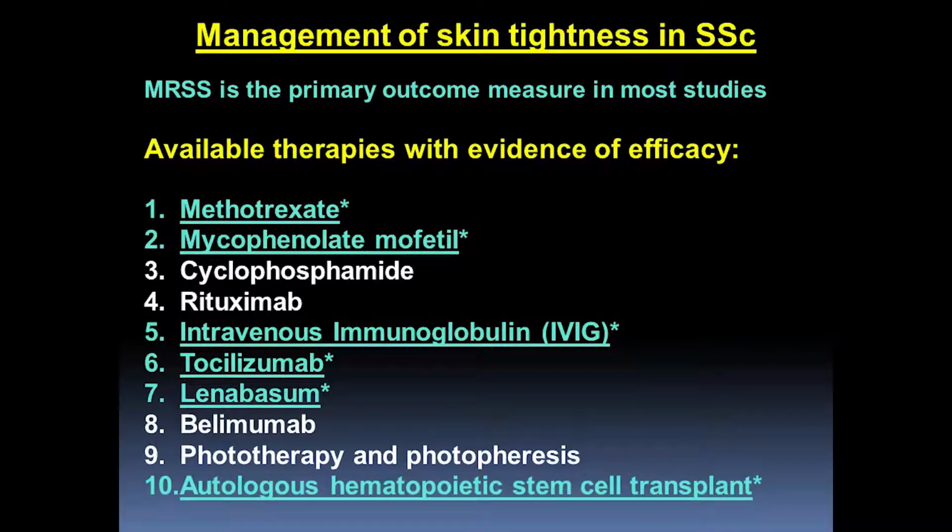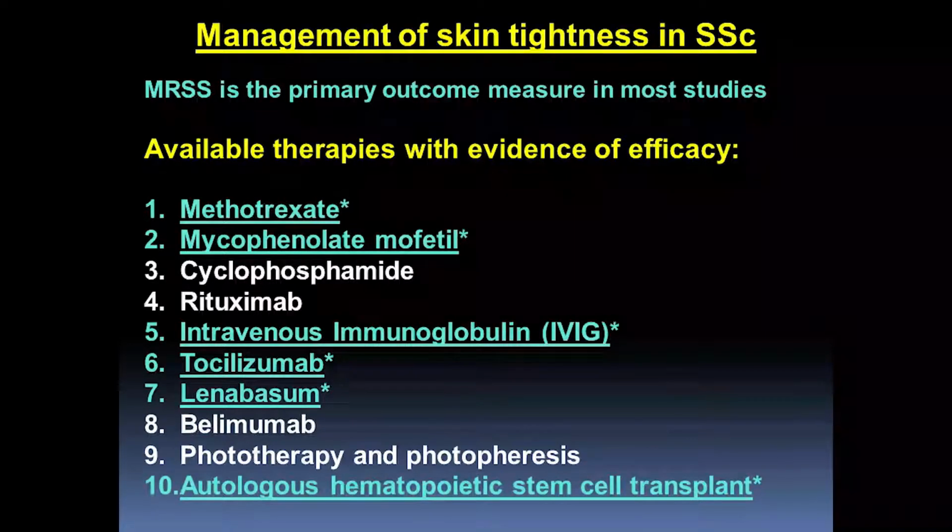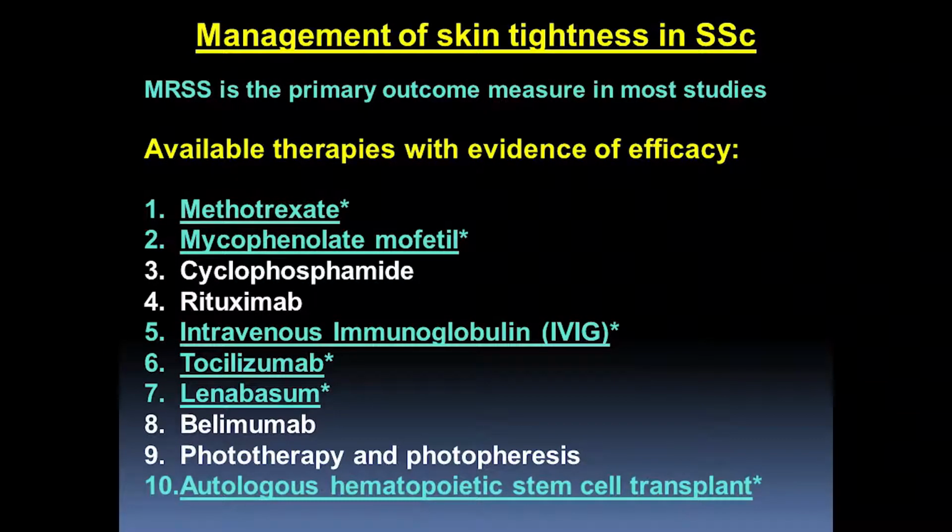So, we also heard that this drug has been found to be effective in a phase 2 study in patients with systemic sclerosis. We will not discuss belimumab. There is some signal about the efficacy of this drug. Phototherapy and photopheresis are also more in the domain of dermatology. But when we need help from our colleagues in dermatology, we refer patients to them.